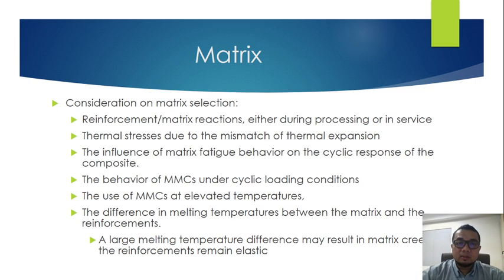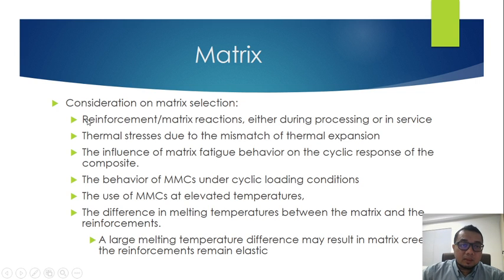Consideration on matrix selection. This one is for MMC. Ni kita dah tumpu kepada metal itu sendiri, bukannya overall untuk composite. So considerations on metal matrix selection are: reinforcement or matrix reaction either during processing or in service; thermal stress due to the mismatch of thermal expansion; influence of matrix fatigue behavior on the cyclic response of the composite; the behavior of MMC under cyclic loading condition; the use of MMC at elevated temperature; the difference in melting temperatures between the matrix and the reinforcement. A large melting temperature difference may result in matrix creep while the reinforcement remains elastic.